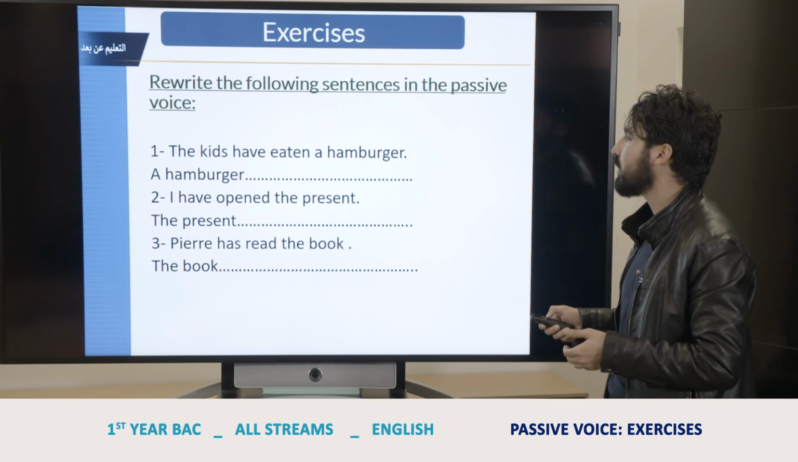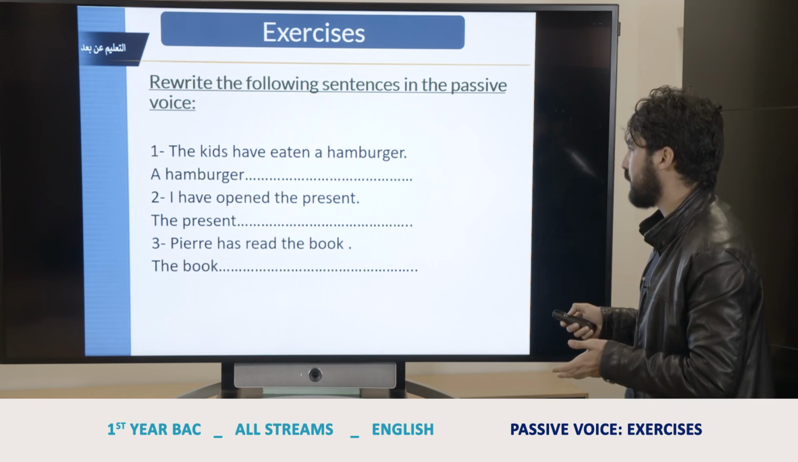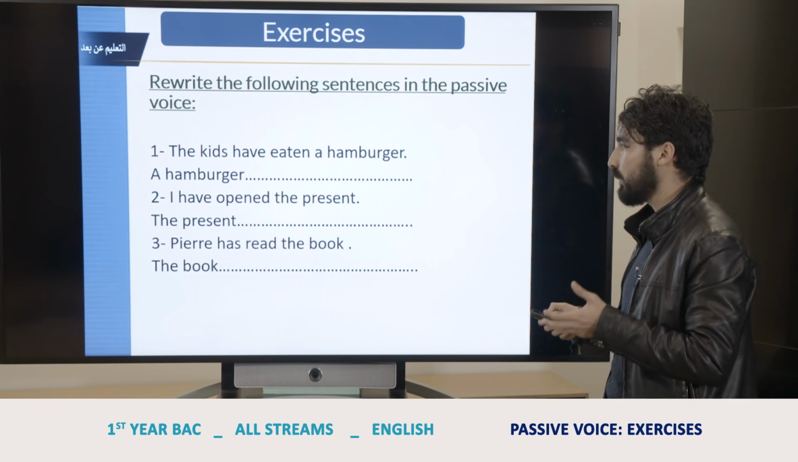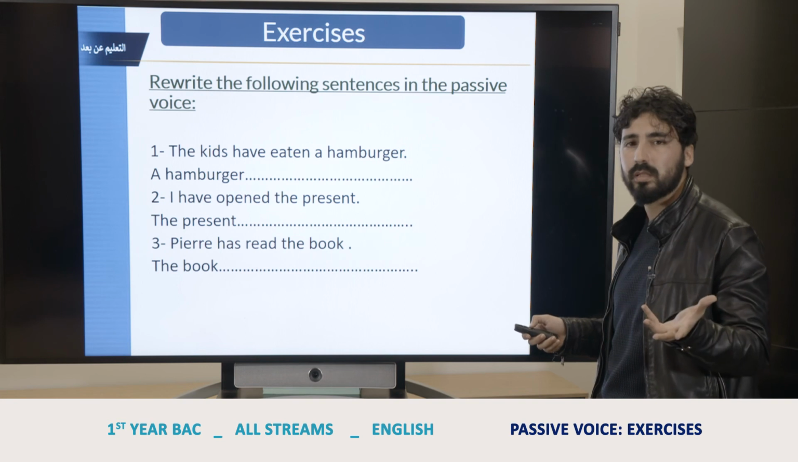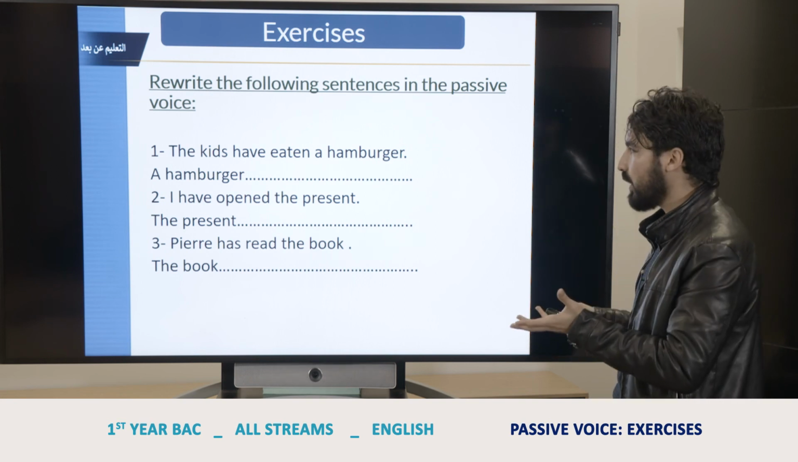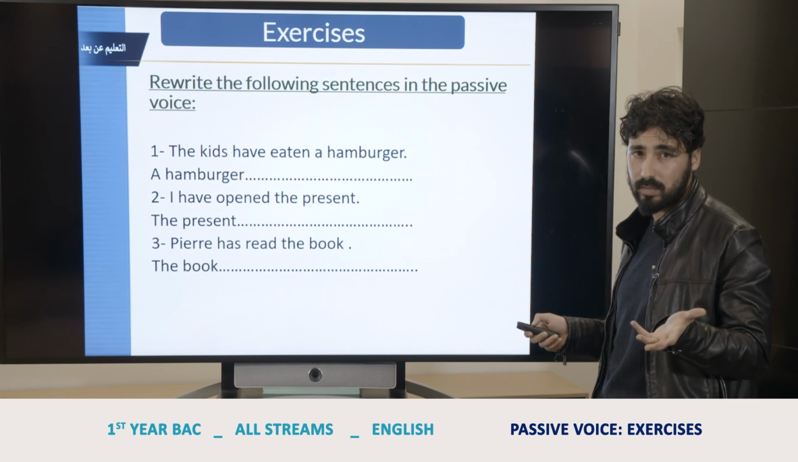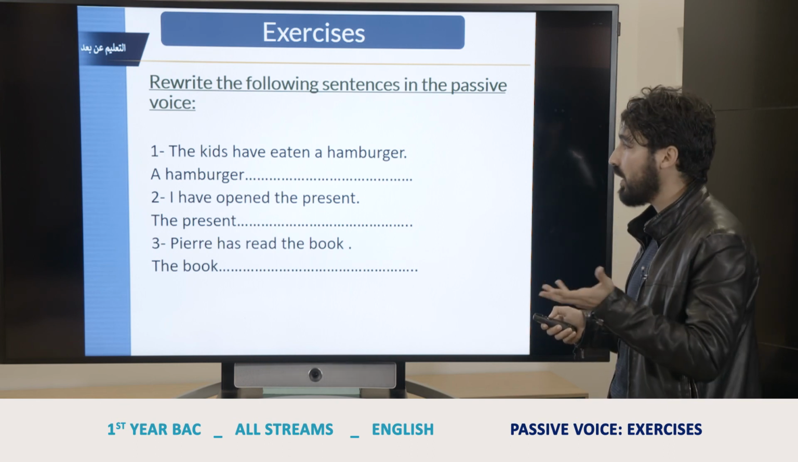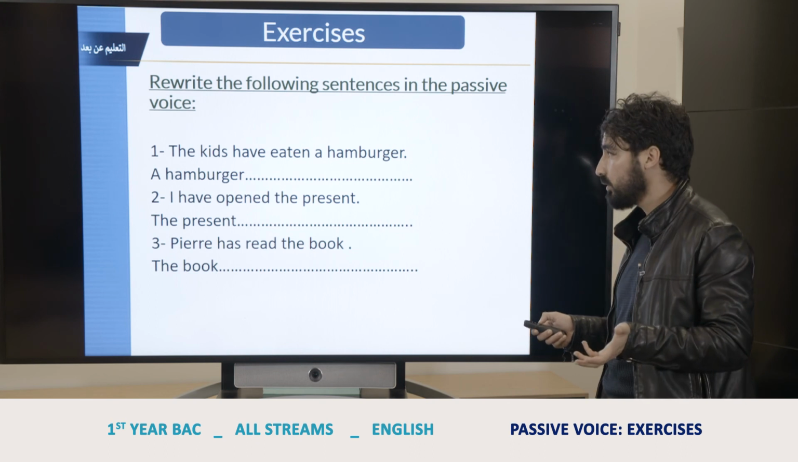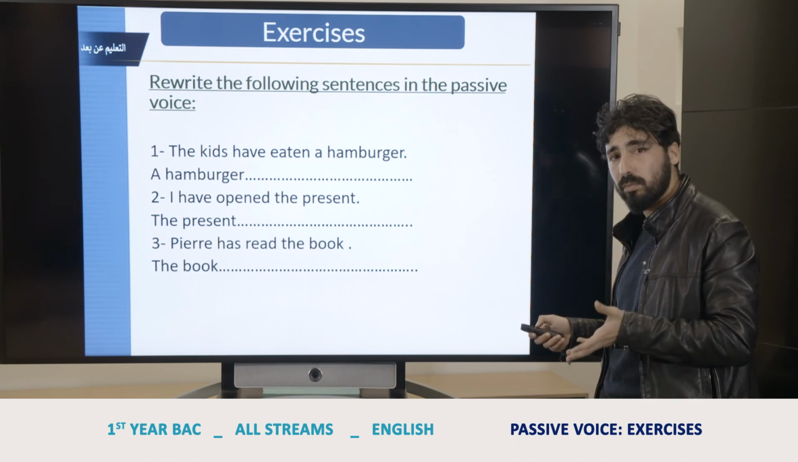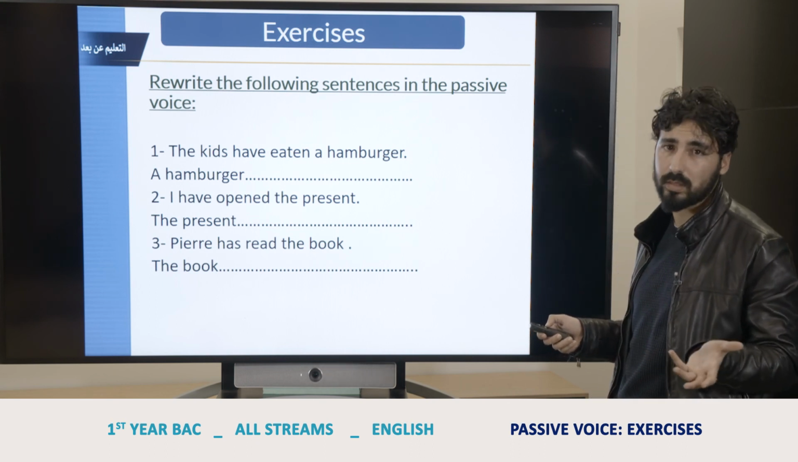Number 2, I have opened the present. The present means gift. The present has been or have been. It's clear that it has been. The present has been opened. Am I going to say by I? No, because it's a pronoun.